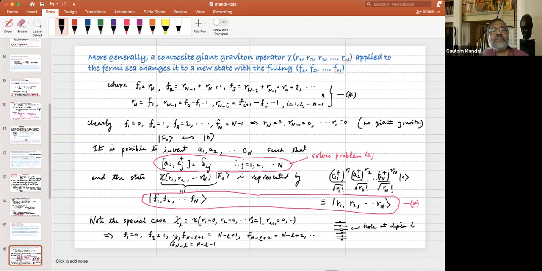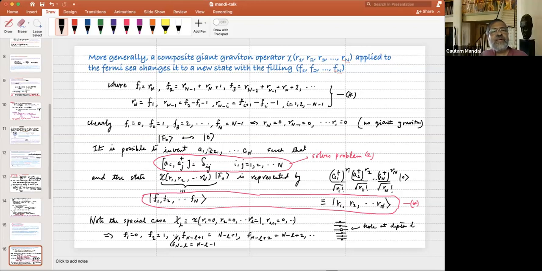F1 is equal to Rn, and there are a lot of things. I would refer you to our paper, but you can find the map. One of the things that must check out is that if all the R's are 0, that is to say you are not doing anything at all, then of course this map should ensure that the filling corresponds to the field Fermi C itself, and that does happen. If you put all the R's equal to 0, then you have F1 equal to 0, F2 equal to 1, F3 equal to 2, etc. That's indeed the field Fermi C. So the no giant graviton state corresponds to the field Fermi C.